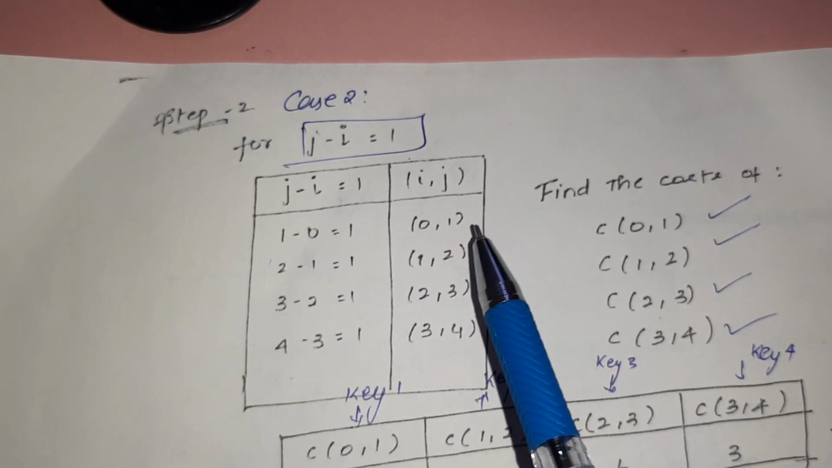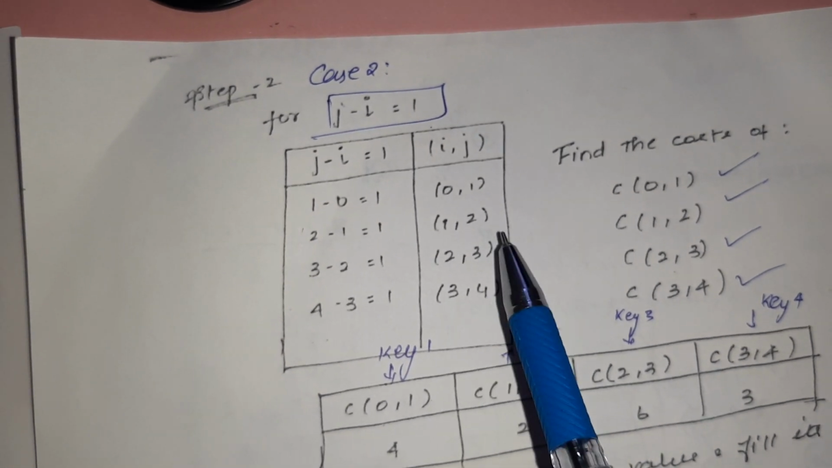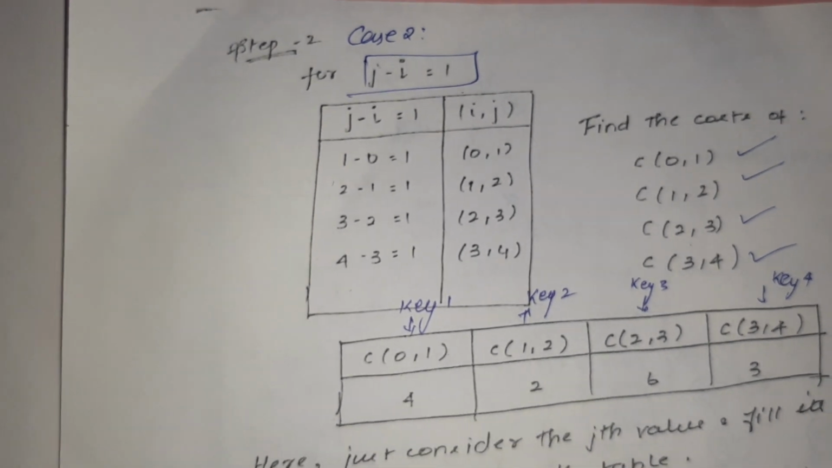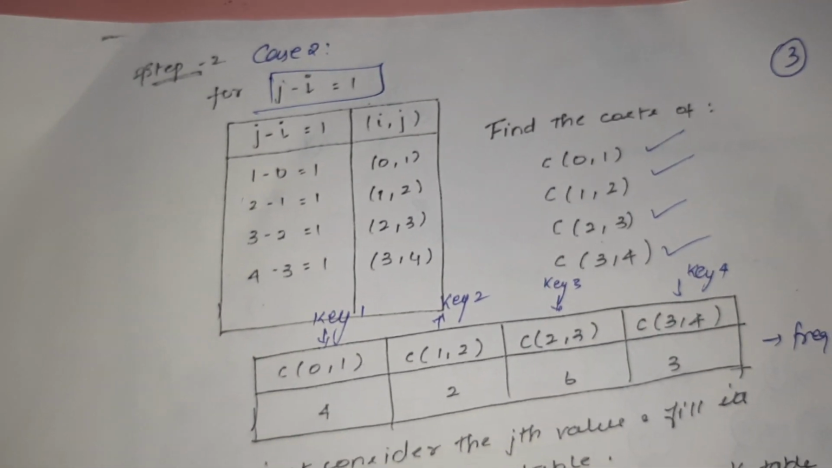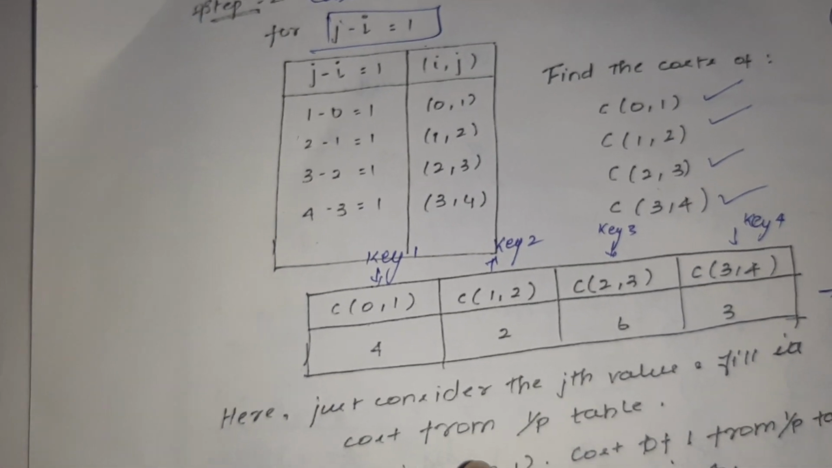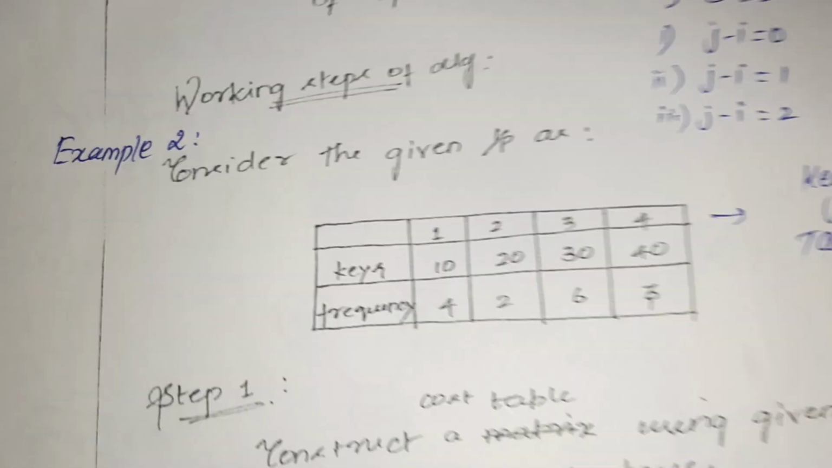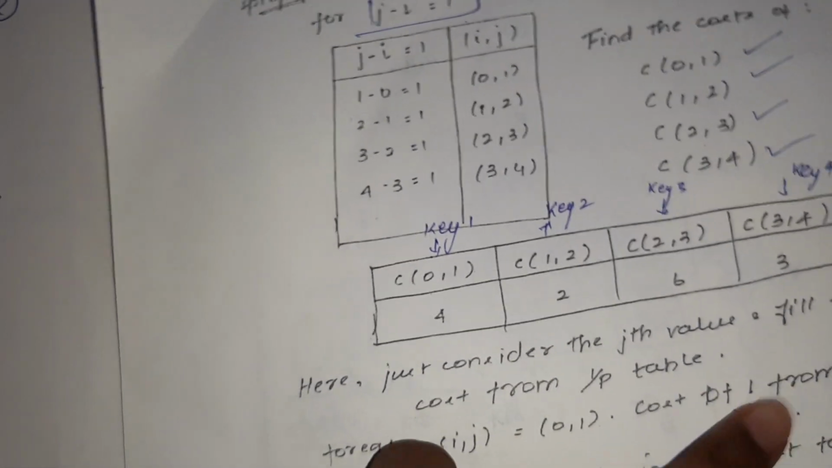So what will happen here? Now we are going to find out for 0, 1, 1, 2, 2, 3, 3, 4. What answers will come? So I am just keeping here C 0, 1, 1, 2, 2, 3 and 3, 4. The first one indicates of course the first key value, the second one indicates the second key value, the third the third key value. Directly from the question you can take the frequencies for keys 1, 2, 3 and 4. So I am taking the direct values 4, 2, 6, 3.